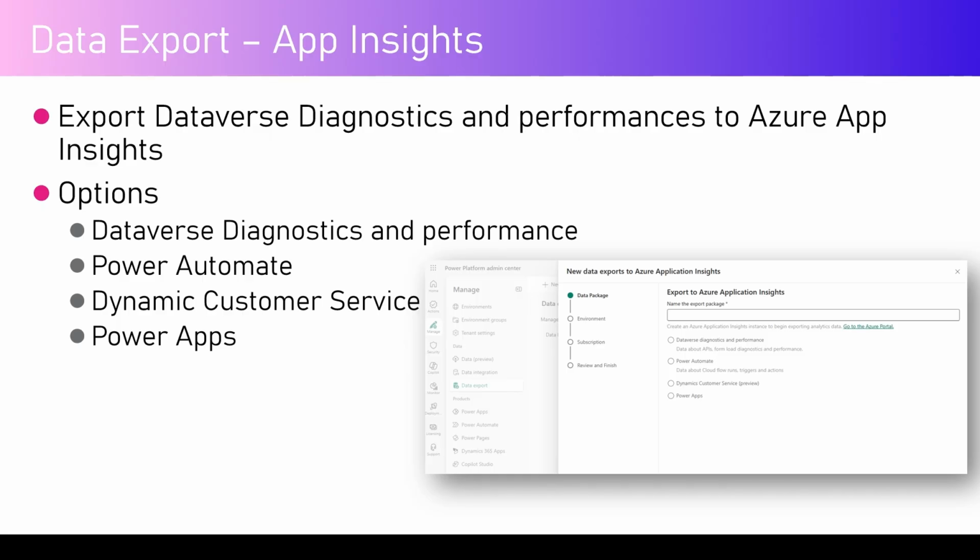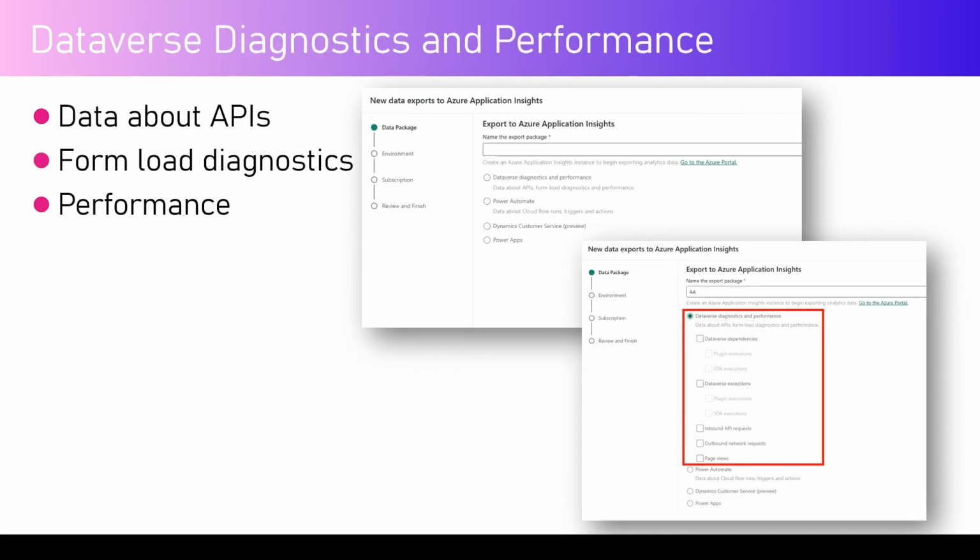So, Dataverse Diagnostics and Performance, Power Automate, Dynamics Customer Service, and Power Apps. Now, within this, there are multiple subsections. So, if you want to transfer Dataverse Diagnostics and Performance, basically it transfers data about the API, form load diagnostics, and performance. So it will give you multiple options.